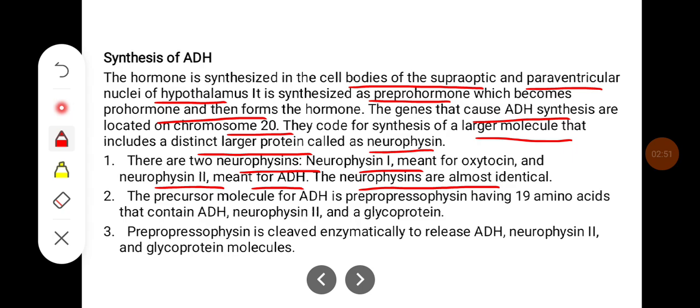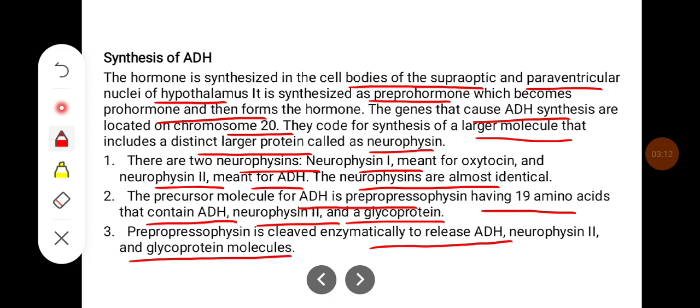The precursor molecule for ADH is pre-propressophysin having 19 amino acids that contain ADH, neurophysin 2 and a glycoprotein. Pre-propressophysin is cleaved enzymatically to release ADH, neurophysin 2 and glycoprotein molecules.